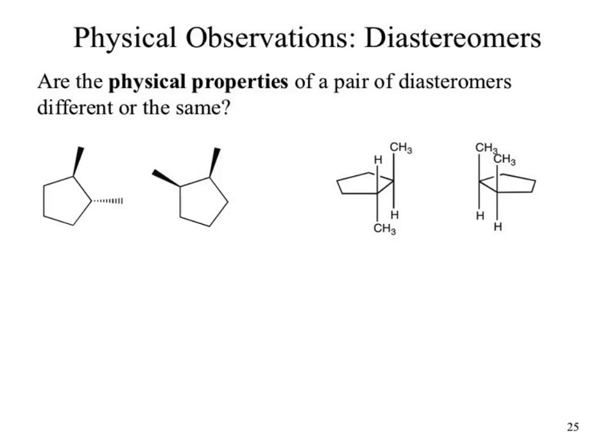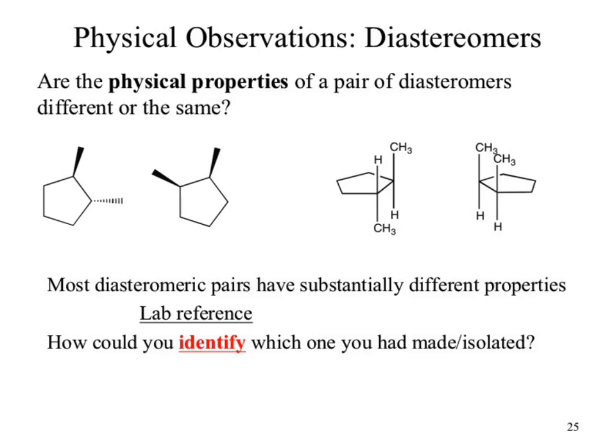What is a common physical property that we've talked about? Melting points and boiling points. These are going to be different because they're going to stack differently. That's like trying to stack chairs versus tables. They both have four legs and a flat seat part, but they're going to stack differently. Same thing is going to happen with our diastereomers. So we see different melting points, different boiling points. Their interactions with the outside world will be different, which means we can easily separate them.